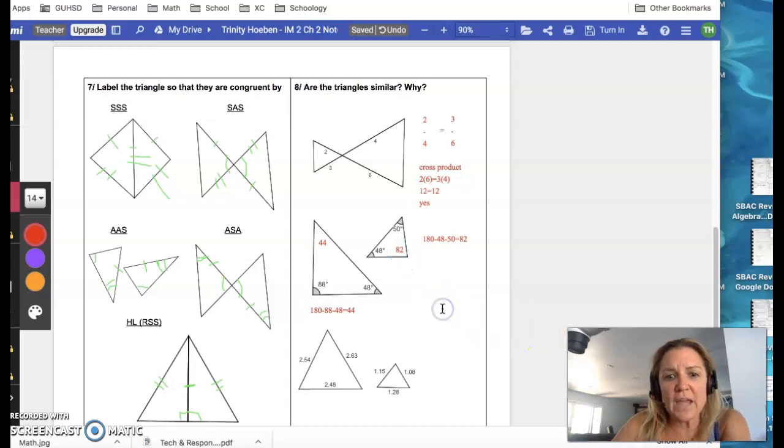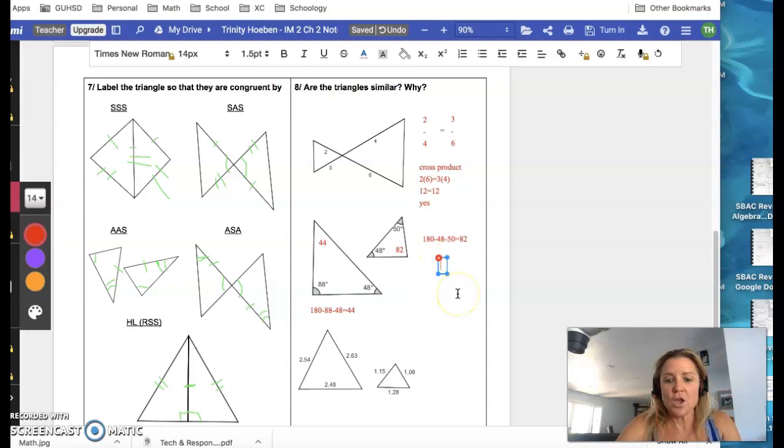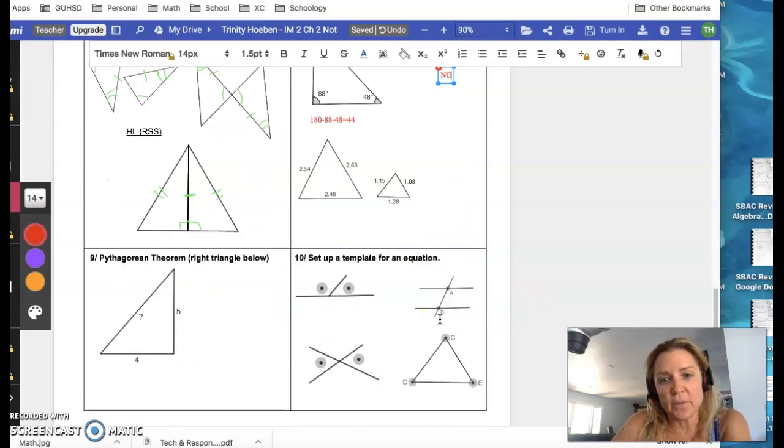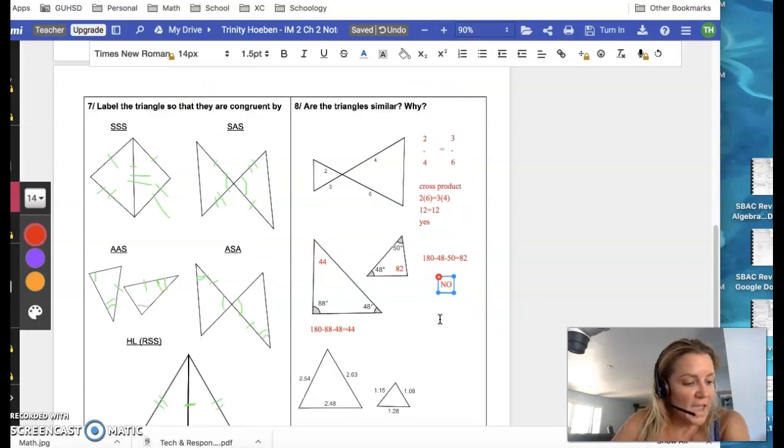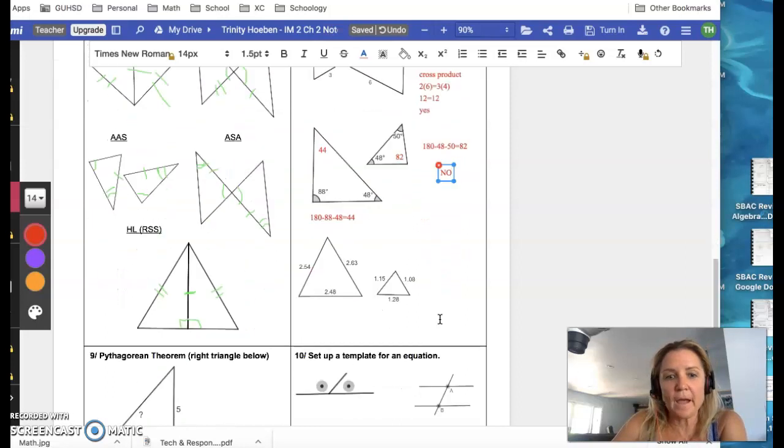So do all three angles correspond to each other? Obviously not. So we're going to say no, these two triangles are not similar because they would have to be similar with all of the angle measurements. Okay? All right, and the third one has a triangle on the left and a triangle on the right.